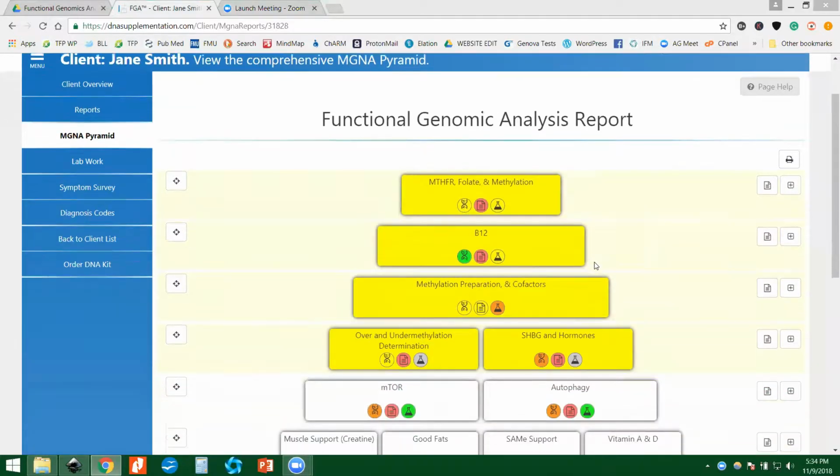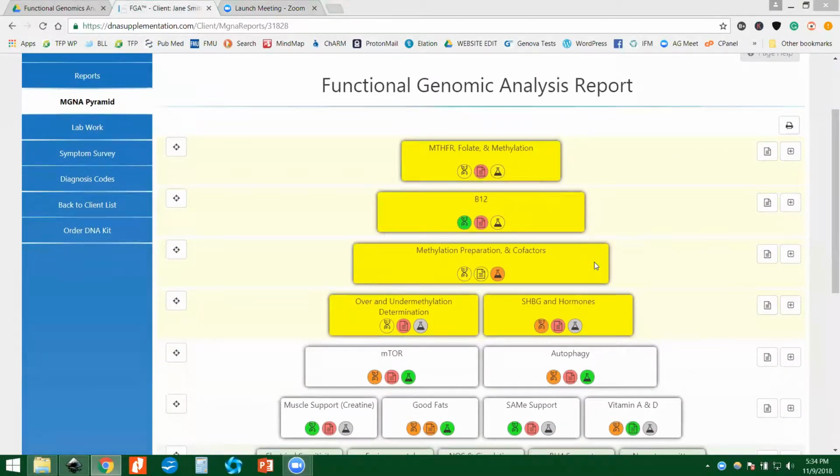Once you upload the genetics, and you also have a questionnaire that's about 200 questions, you can also put in lab work from Genova, Doctor's Data, and Great Plains, and a few other lab tests. You're going to get regular blood chemistry lab tests. And then it will put everything into these different sections here.